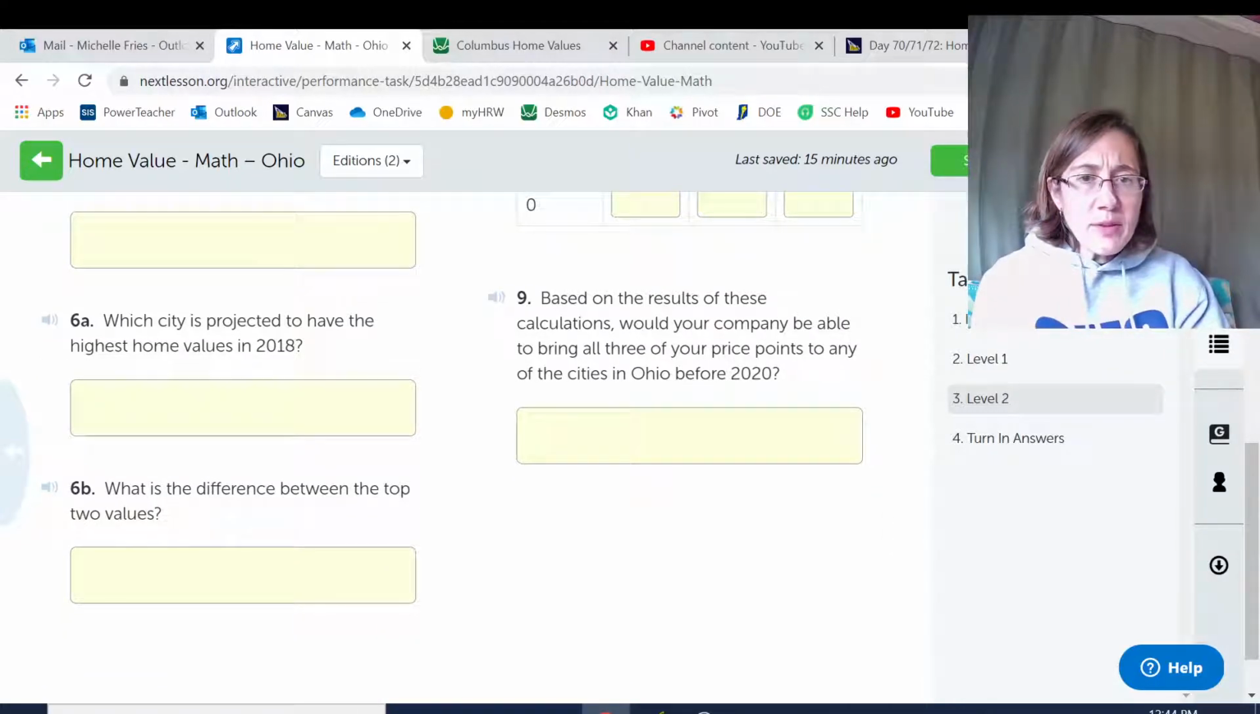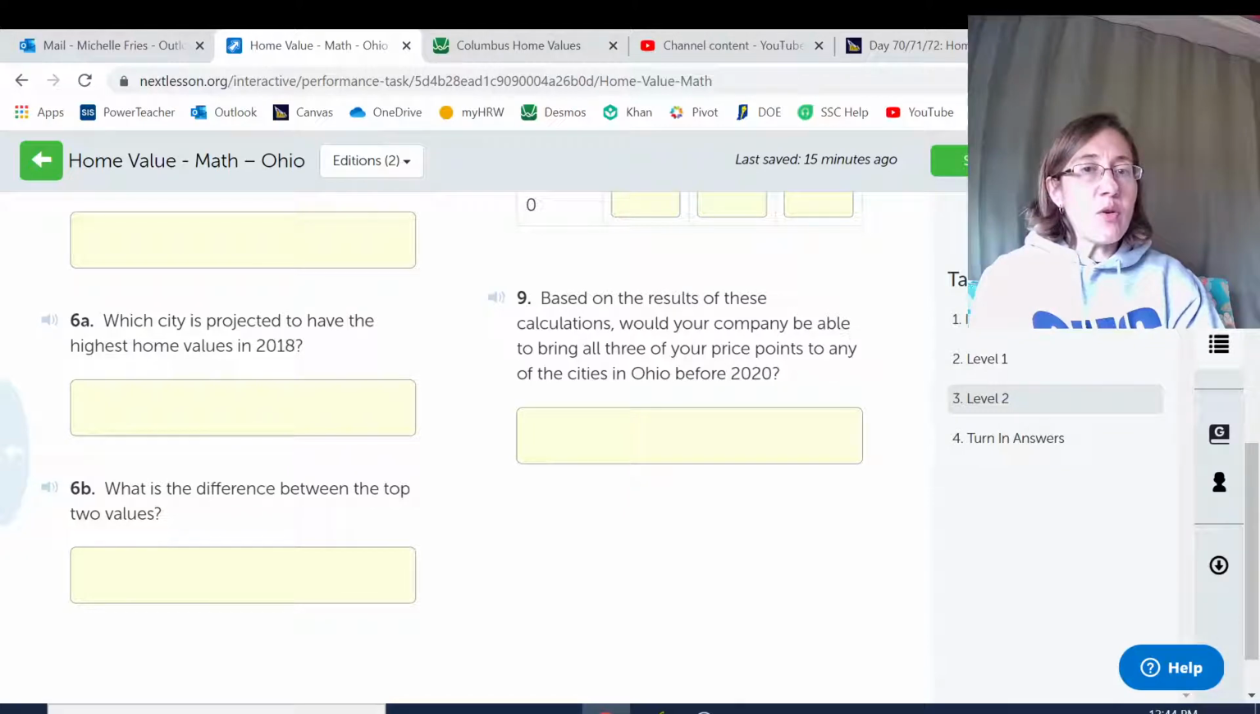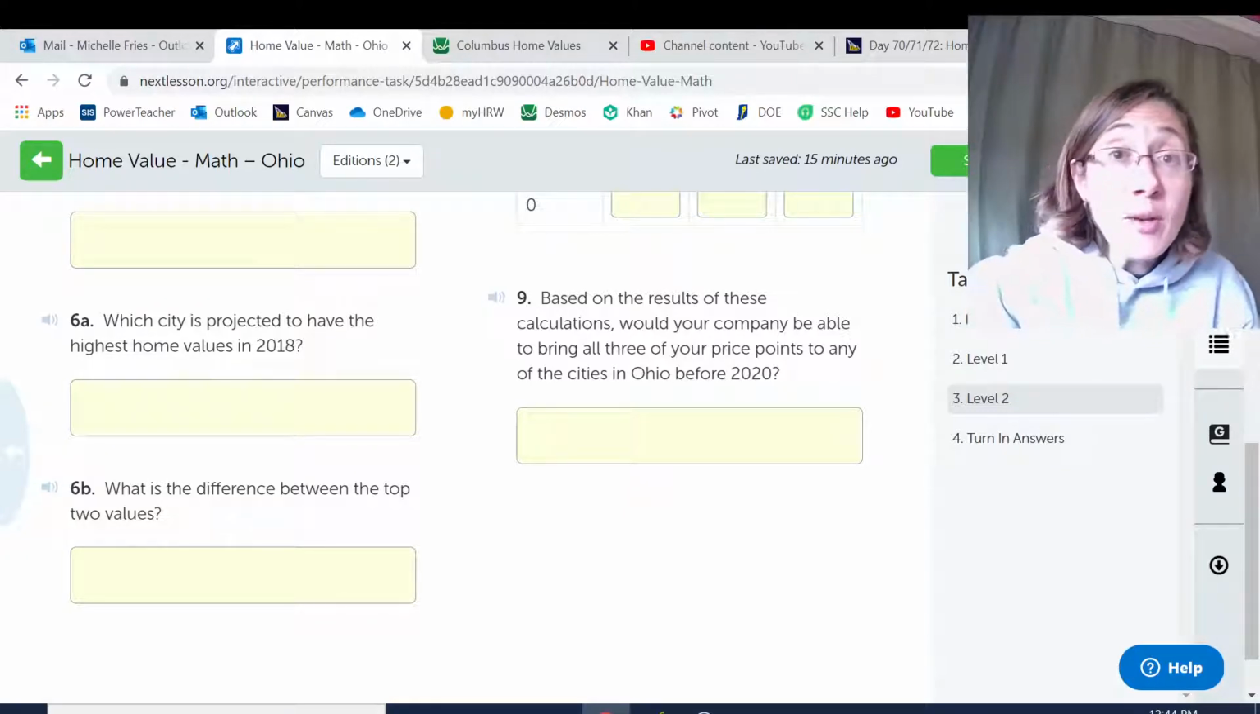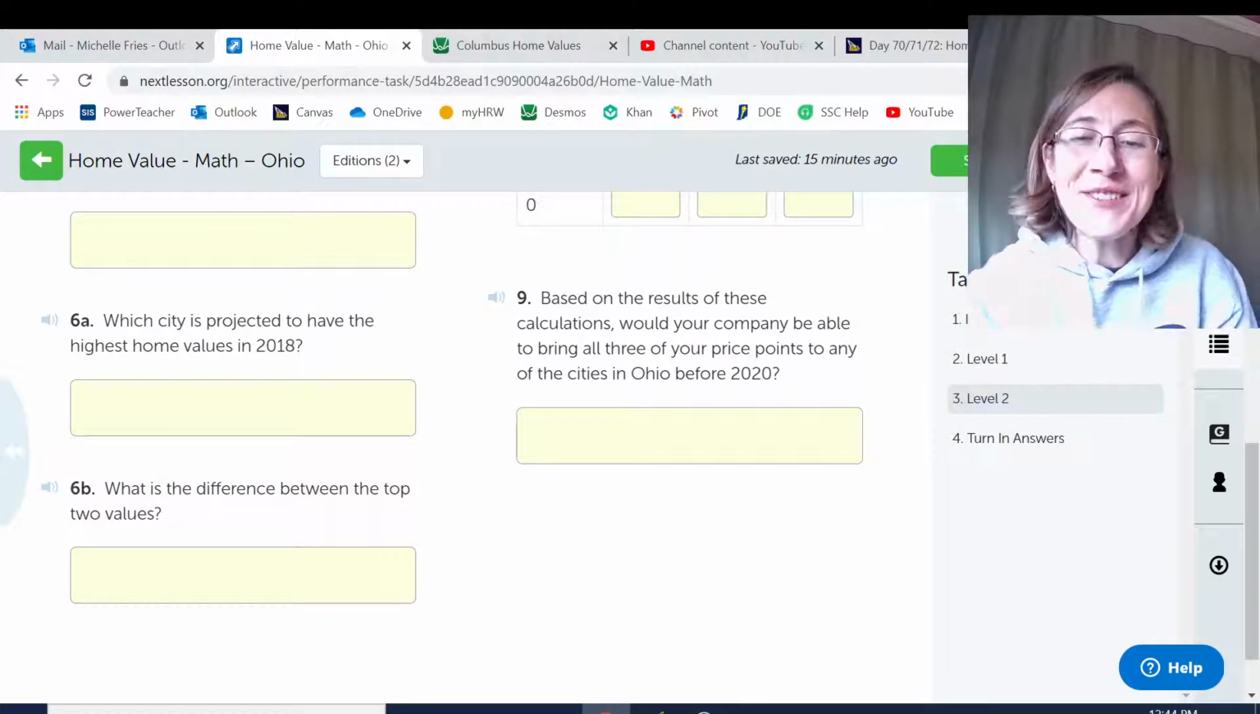Number 9 says, based on the results of these calculations, would your company be able to bring all 3 of your price points to any of the cities in Ohio before the year 2020? So would that happen? Yes or no? So that's all we're doing on this activity. There were other levels, but I'm not having you do those.